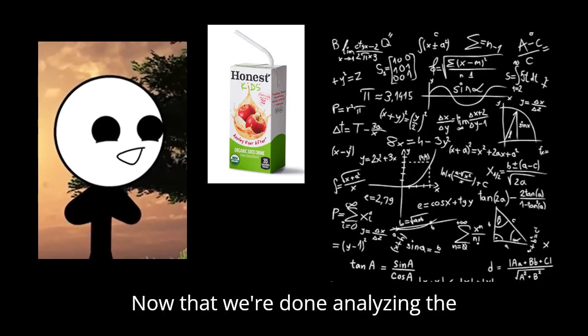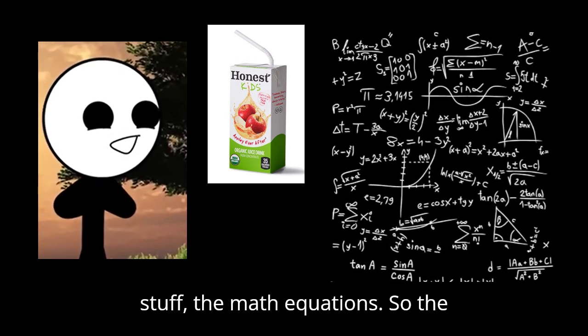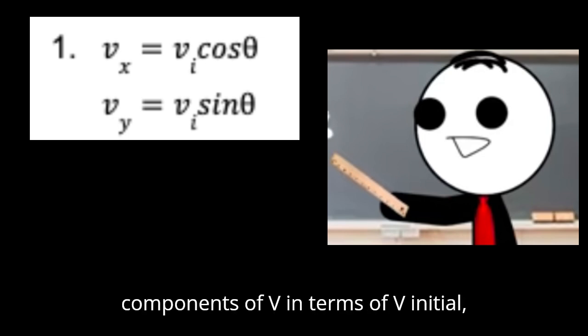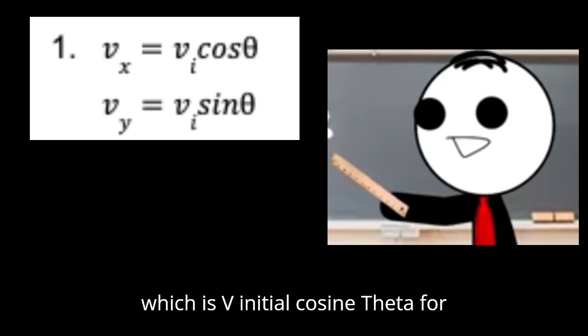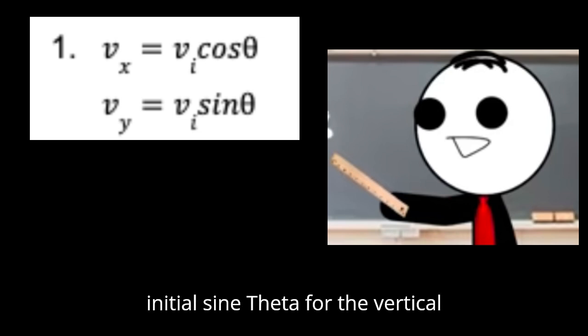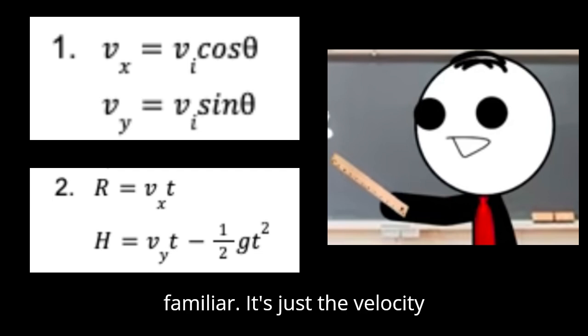Now that we're done analyzing the situation, we can get to the real juicy stuff, the math equations. So the first step would be to represent both components of v in terms of v initial, which is v initial cosine theta for the horizontal component of v, and v initial sine theta for the vertical component of v. Now, for step 2, we can apply two physics formulas. The first one should look pretty familiar. It's just the velocity times time equals the distance.